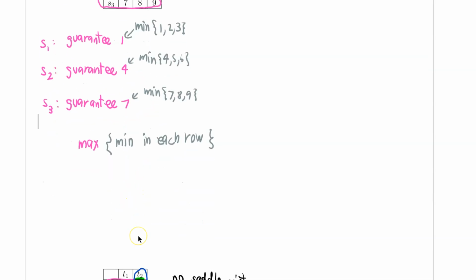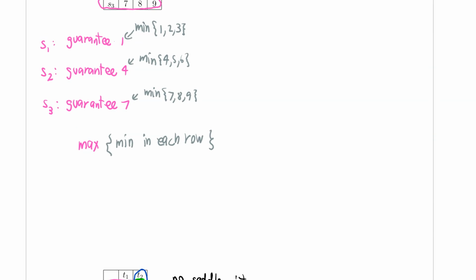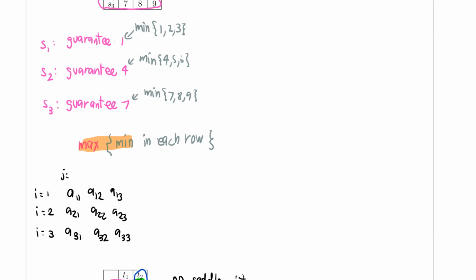Now, if you have taken OR, operations research, before, you probably are familiar with this kind of max-min thing. If I were to write that in matrix form, it would look something like this. My entries, let's call them A11, A12, A13, and then A21, A22, A23, and then A31, A32, and A33. So this is the first row, I is 1, then this is I is 2, this is I is 3, and then this is J is 1, J is 2, and J is 3.